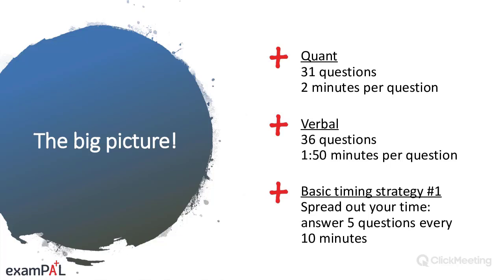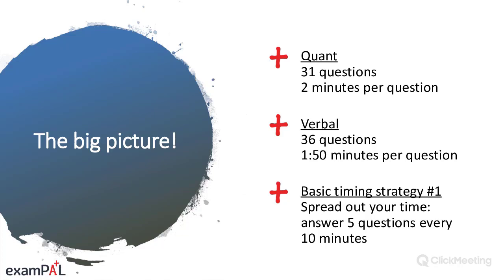The way to do this, for quant in this case, is to answer 5 questions every 10 minutes. So you don't have to be obsessive about looking at the clock. The recommendation is every 5 questions, check the clock and look at where you are. If you're at 10 minutes, then you're fine. If you find after 5 questions you're already at 15 minutes, then something's gone wrong. You've wasted too much time on a question, and what you need to do is skip a question.